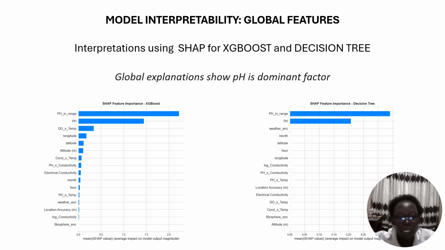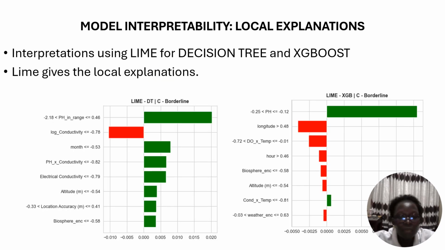Then when we look at a line, we realize that when pH is moving towards the positive, low conductivity is pulling towards the negative. This is crucial because it tells how uncertain the model is. So it's important for the farmers before they begin irrigation.